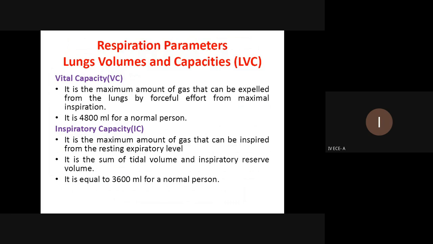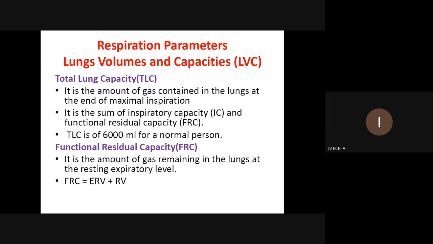Inspiratory capacity is the maximum amount of gas that can be inspired from the resting expiratory level. It is the sum of tidal volume and inspiratory reserve volume. It is equal to 3600 ml for a normal person. Then total lung capacity is the amount of gas contained in the lungs at the end of maximal inspiration. It is the sum of inspiratory capacity and functional residual capacity. Its value is 6000 ml.